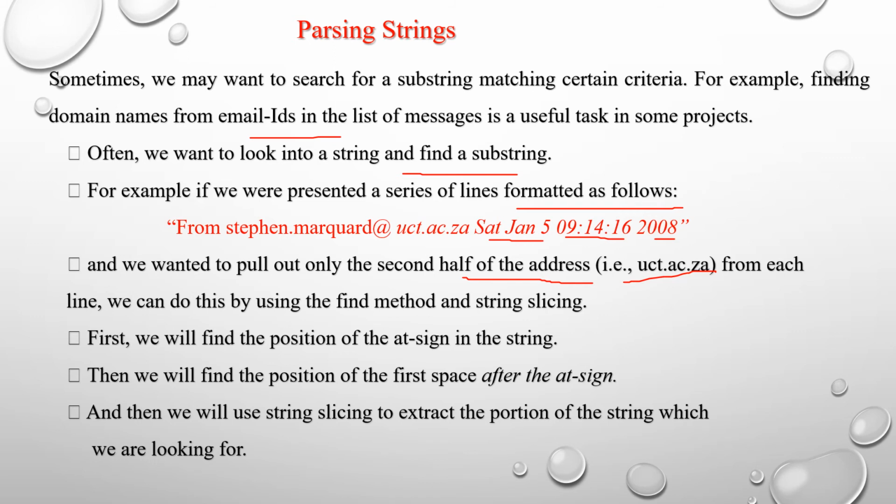This is the series of lines, and we want to pull out only the second half of the address. So we have to extract uct.ac.za from this string. From each line we can do this by using the find method and string slicing. First we will find the position of the at sign in the string. Then we will find the position of the first space after the at sign. Here is the first space, and then we will use string slicing to extract the portion of the string which we were looking for.